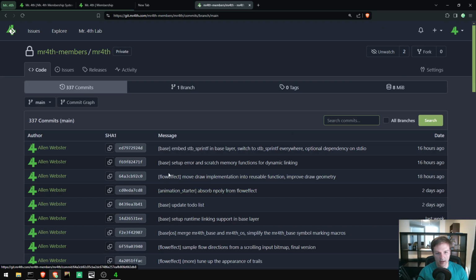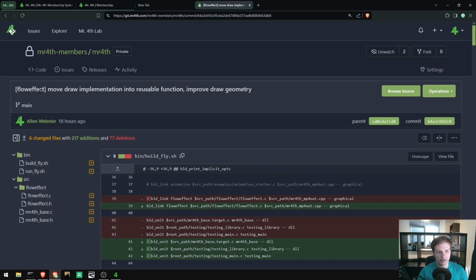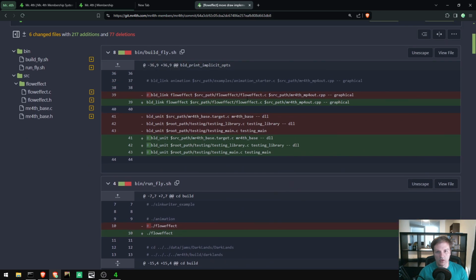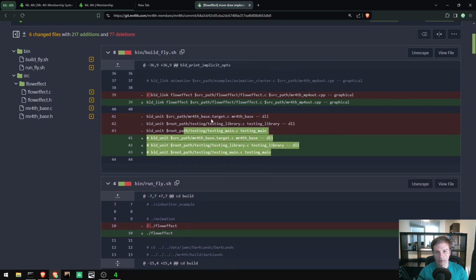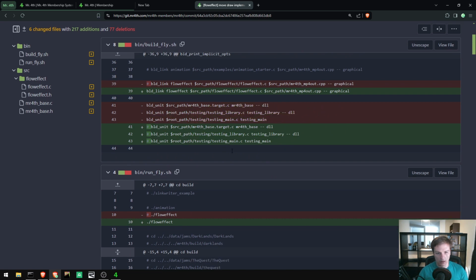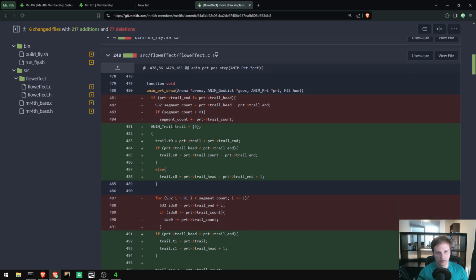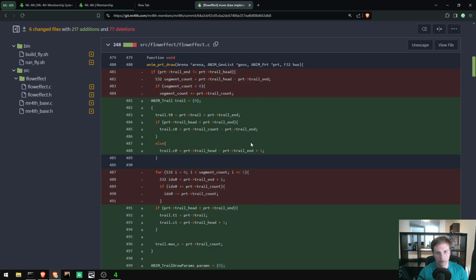And I was just looking at what I did on the flow effect stuff yesterday so that I could remind myself what got done. So let's see here. That's just changing the build script and the run script. I gotta make sure I have those changed again because I might have changed them back. So we'll be looking at those here.